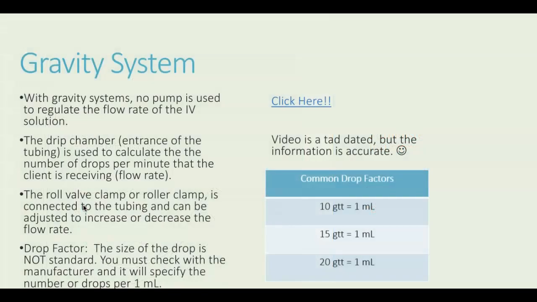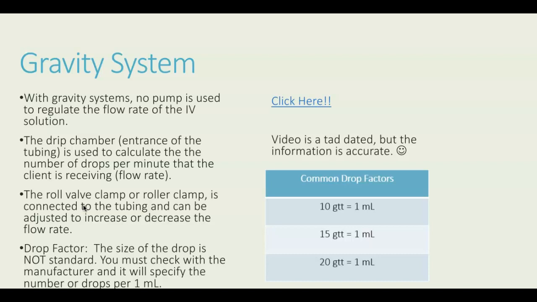Again, with those gravity systems, no pumps are used. You're going to regulate the flow of the IV solution by counting the drips into the drip chamber. The drip chamber is the entrance of the tubing. You're just going to calculate those drops per minute. That's considered the flow rate. You're going to roll that clamp up or down to increase or decrease your flow rate.